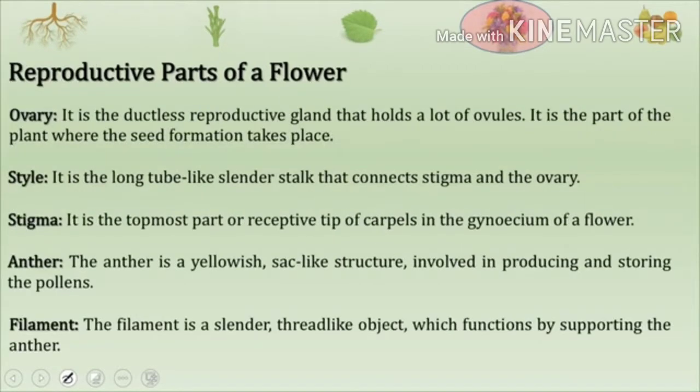Let's see the reproductive parts of the flower which we just saw in the video. First one is the ovary. It is a reproductive part that holds a lot of ovules. It is the part of the plant where seed formation takes place. Next, style. It is a long tube-like slender stalk that connects the stigma and the ovary. Next, stigma.